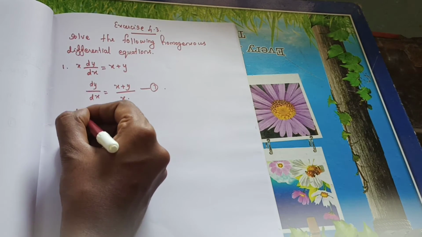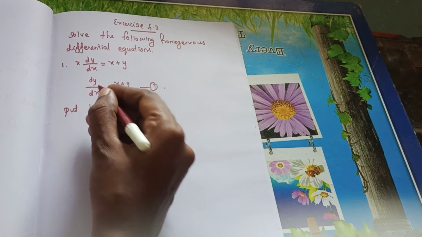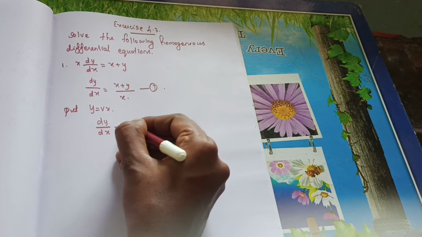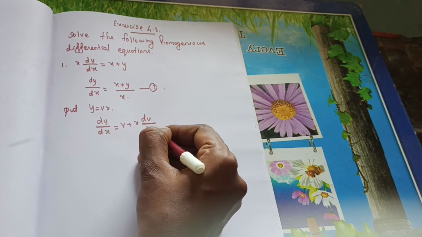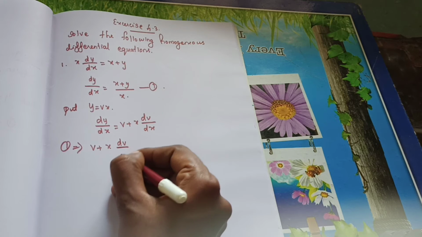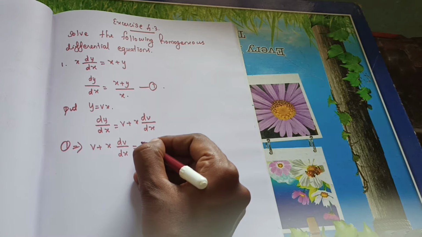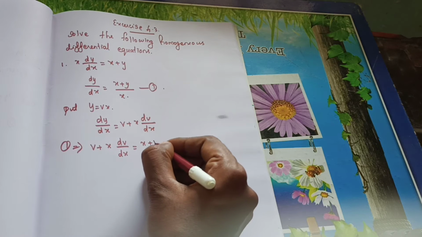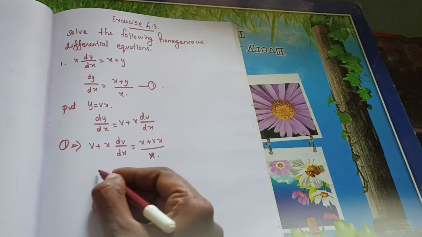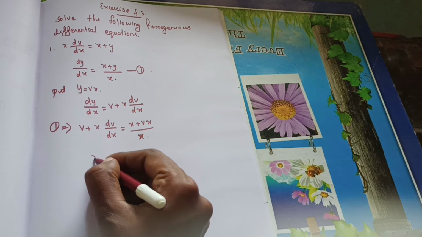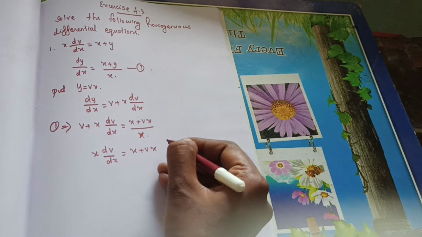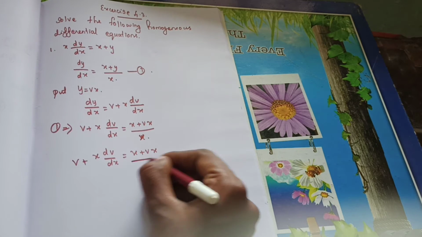So next step, what will you do? Put y is equal to vx. Substitute here. That is, if you are differentiating, dy by dx is equal to v plus x into dv by dx. So substitute in equation number 1. So v plus x into dv by dx is equal to, in the place of y you need to substitute vx. So x plus vx divided by x.